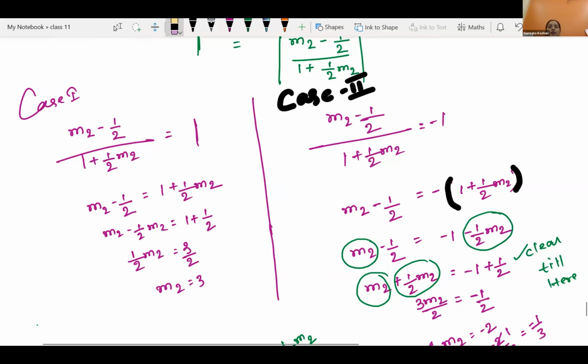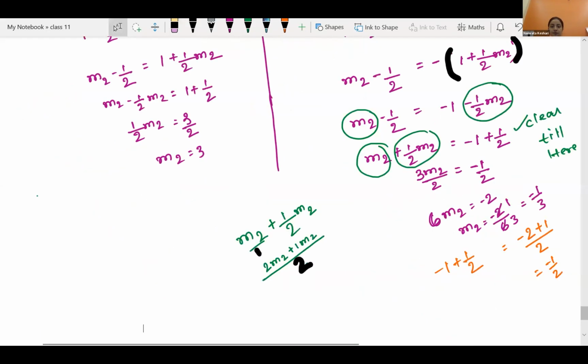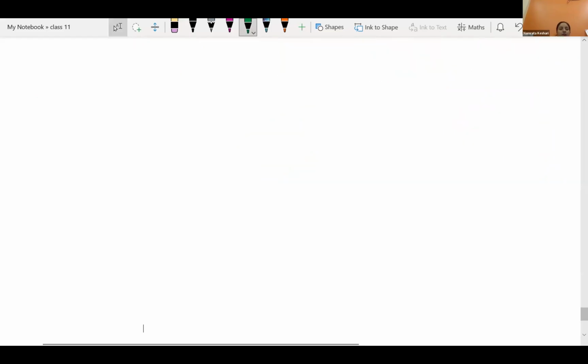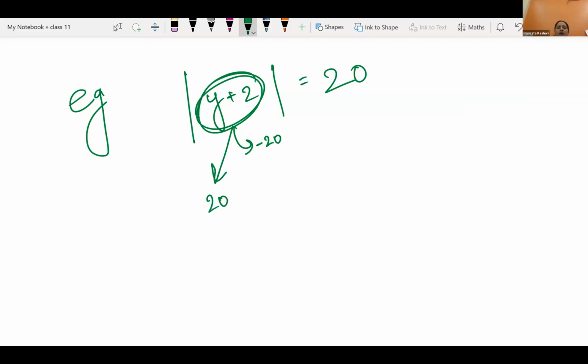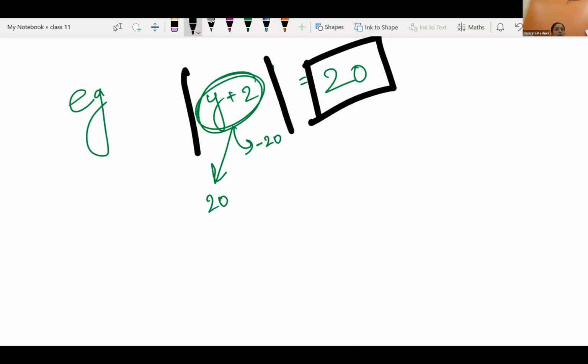How? This way. For example, if we have mod of y plus 2 is equal to 20, from now onward, we will show our understanding that this y plus 2 answer may have been minus 20, or may have been plus 20. That's why the final answer is reflecting as a positive 20 due to the modulus. Making sense?